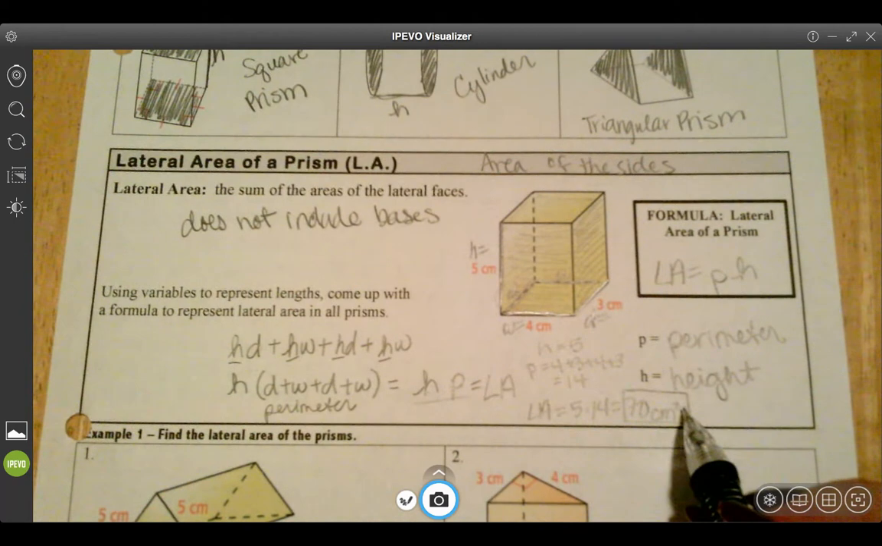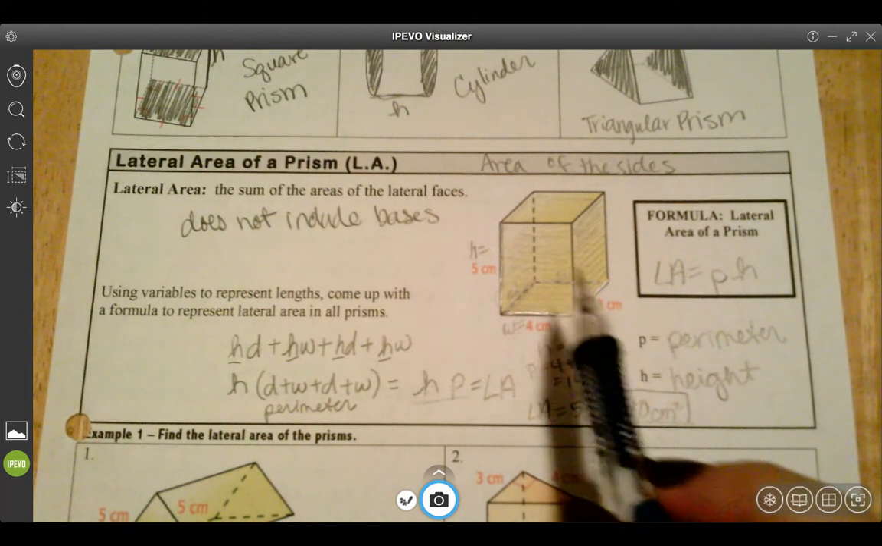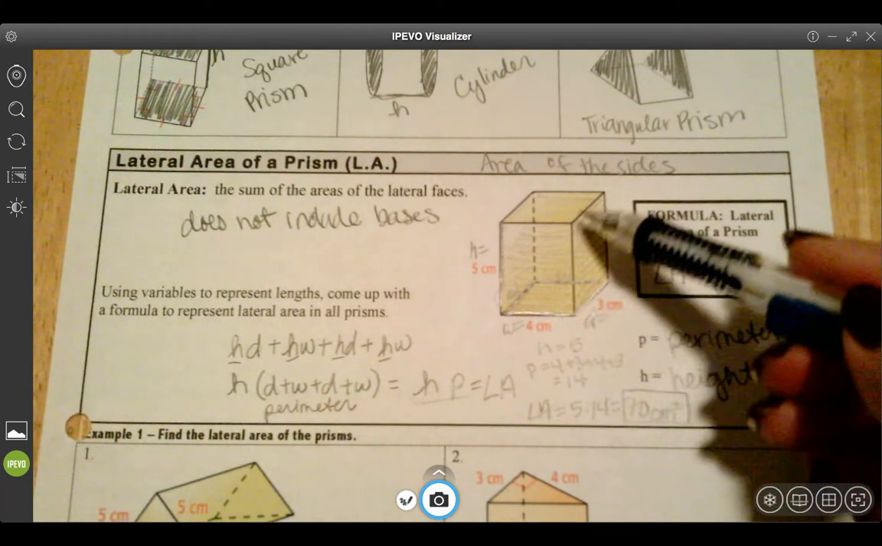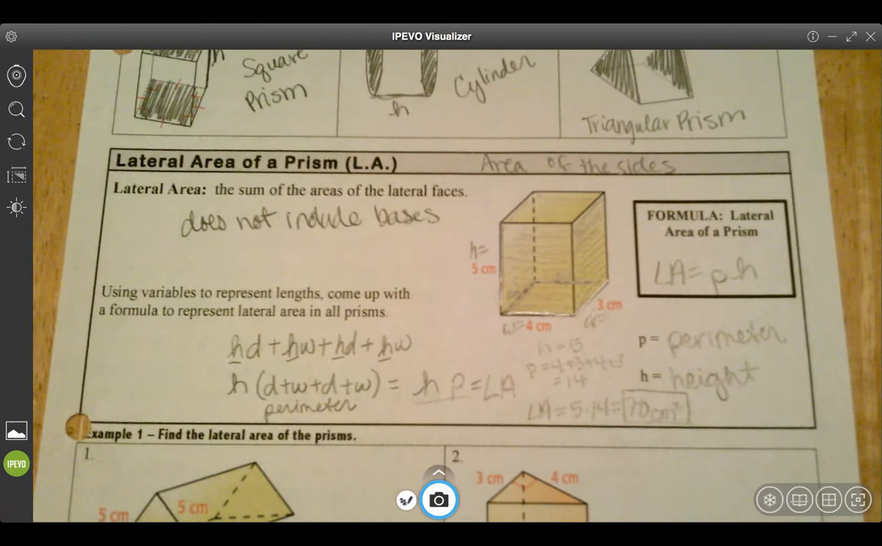Again, squared because this is 2 dimensions. When we're coloring in our shapes, we're coloring in 2-dimensional space. I'm not filling in the space between the sides. We'll get to that in a future video.